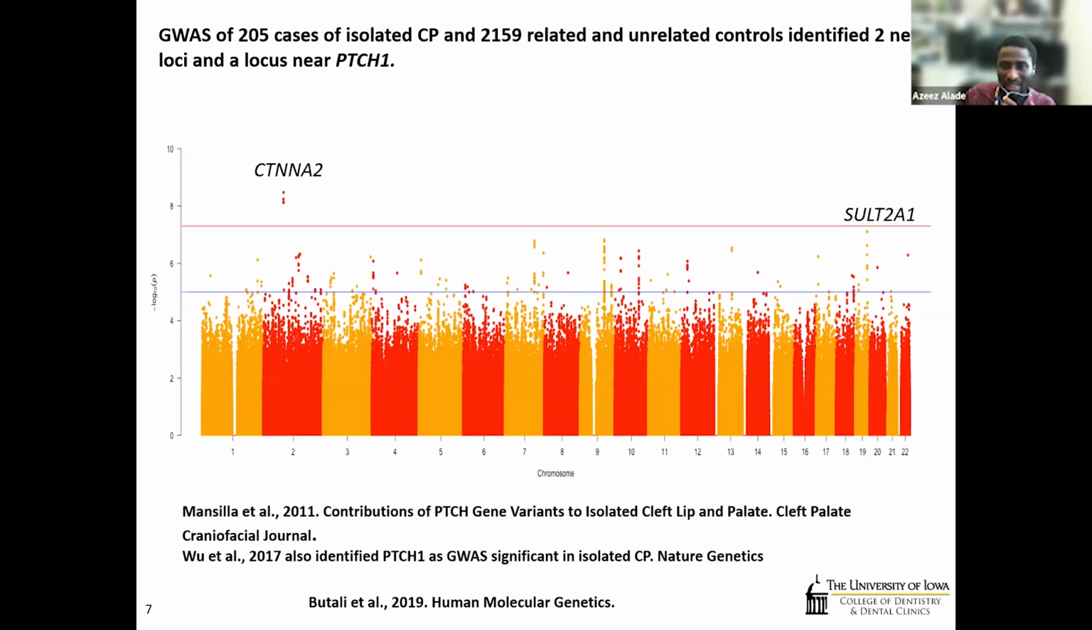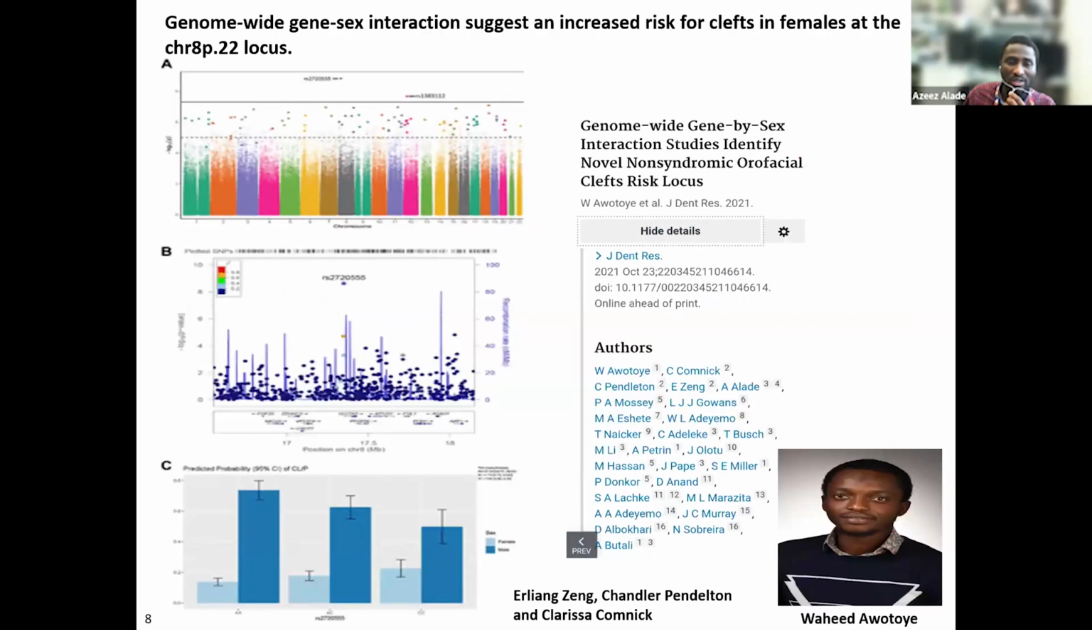But with this particular data, we can start looking at other secondary analyses. One of them was a study led by Wahid, another member of the Butali lab, who wanted to know if there is a gene by sex interaction, because we know that the prevalence of orofacial cleft varies by sex. He was interested in knowing, do these risk loci also influence the phenotype differently based on gender? And he actually identified a locus, which is in the H322 locus. And you can see here that with the variant allele, the risk tends to reduce in males, whereas it tends to increase in females. That shows us that there is some gene by sex interaction. So this work is already published.